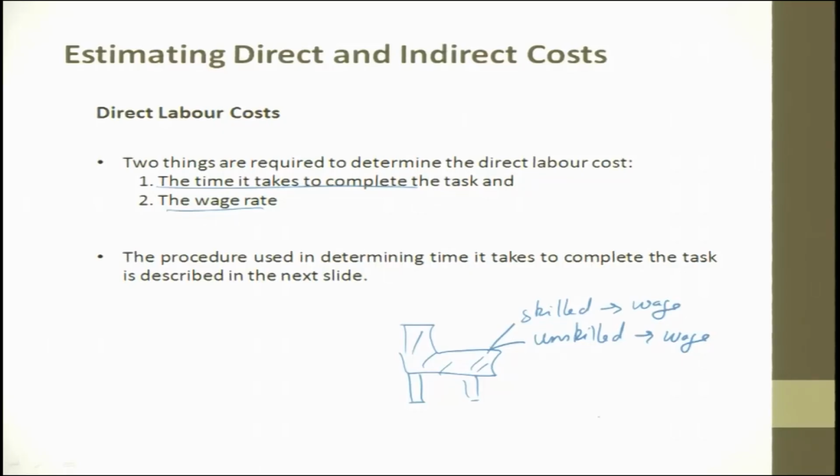And what is the time required in converting a raw material into a finished product? That is the time which we multiply, and then we try to take the cost. So the direct labor cost depends upon the skill he has, and depending upon the skill, the wage differs. Okay. So here the direct labor cost depends upon the time required and the wage required. The procedure used in determining the time it takes to complete the task is described in the next slide.